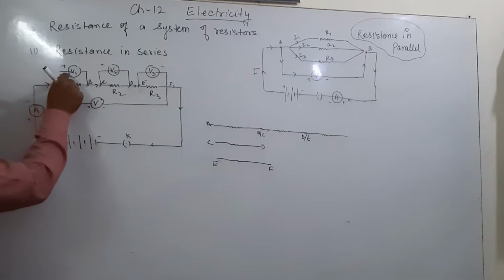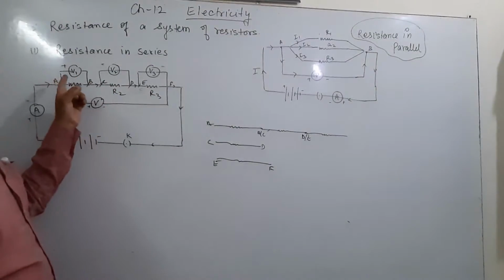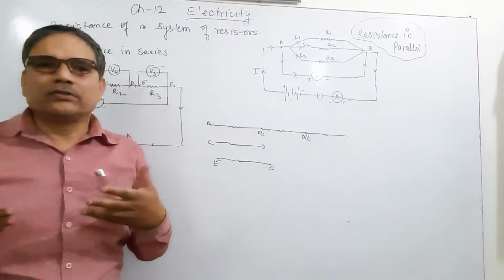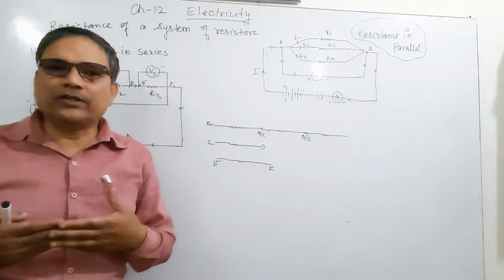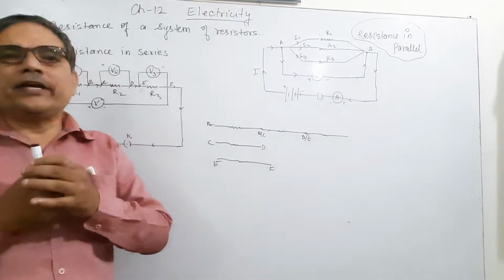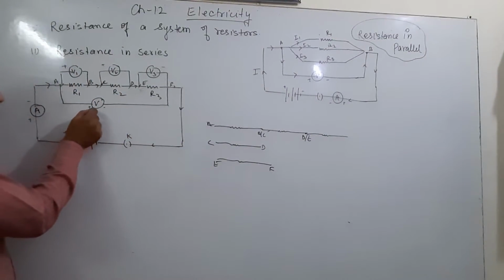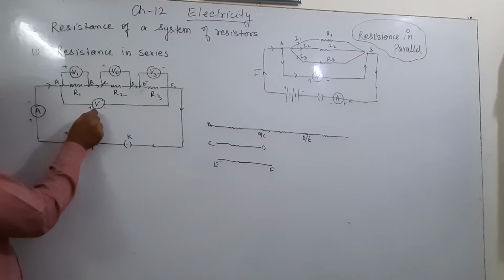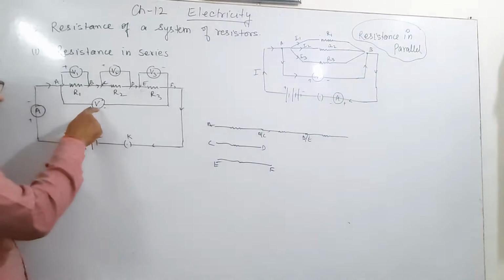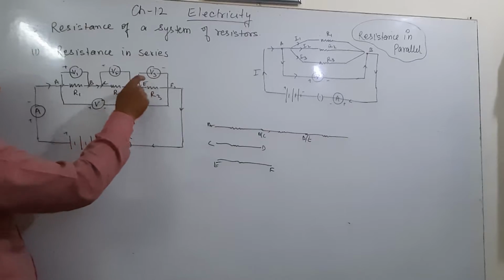When we check the readings of V1, V2, V3, and sum all the readings, then we observe the total potential difference across the resistances, which is represented by V, and this potential difference is equal to V1 plus V2 plus V3.